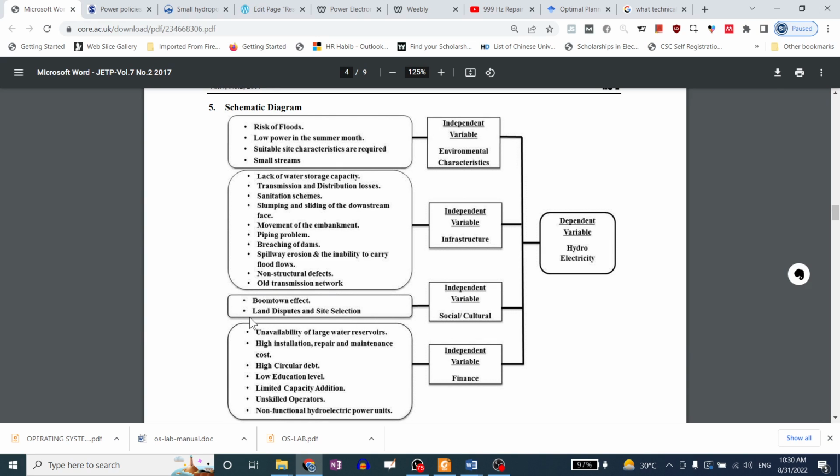As far as the social and cultural concerns are concerned, these are the boom town effect, land dispute, and site selection. As far as finance is concerned, unavailability of large water reservoirs, high installation, repair, and maintenance cost, high circular debt, low education level, also limited capacity addition, unskilled operators, and also non-functional hydroelectric power units.